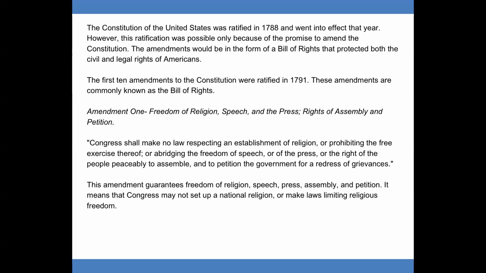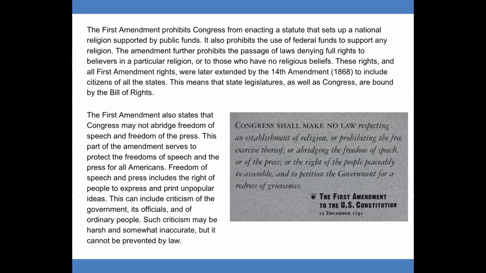It means that Congress may not set up a national religion or make laws limiting religious freedom. The First Amendment prohibits Congress from enacting a statute that sets up a national religion supported by public funds. It also prohibits the use of federal funds to support any religion. The amendment further prohibits the passage of laws denying full rights to believers in a particular religion or to those who have no religious beliefs.